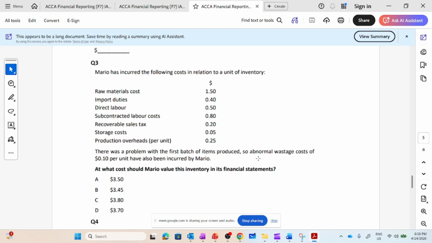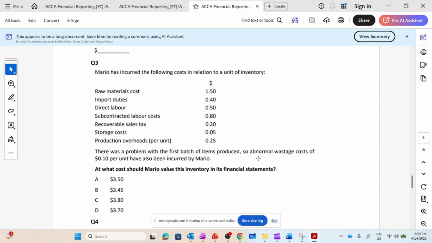Okay. Direct labor, yes, sir. It should be included. Subcontracted labor cost. Yes, sir. Mm, I don't think so. Why? Because it's not a direct labor cost. Subcontracted labor should be included. It is a subcontractor, but it's because of the production process. Okay.